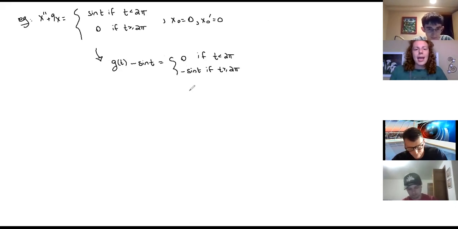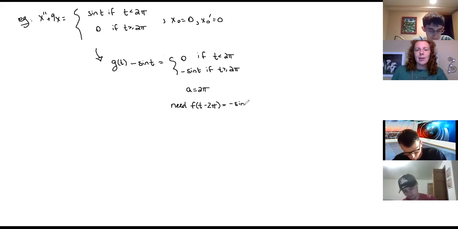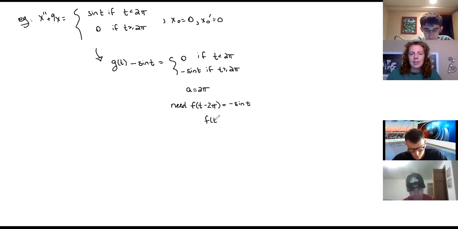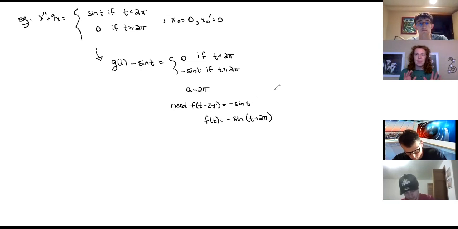Okay. a is going to be 2 pi, and so what we need is f of t minus 2 pi to be negative sine of t. That means that f of t is negative sine of t plus 2 pi. Again, it's backwards. It's always backwards with a plus and a minus. So f of t is negative sine of t plus 2 pi.